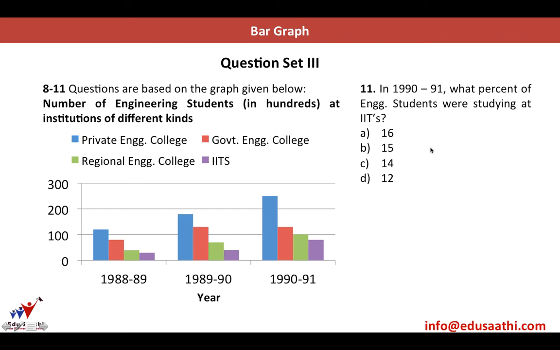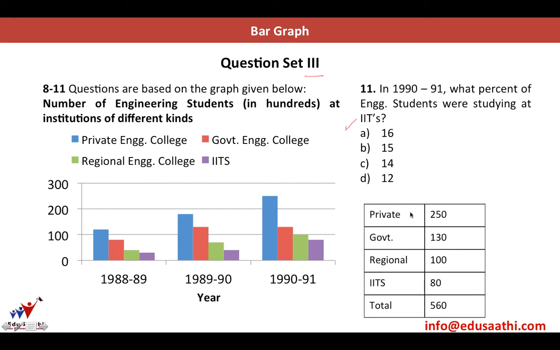So let's do this last question for set 3. In 1990-91, what percentage of engineering students were studying at IITs? So again, I draw this table. Now the total number of students were 560, obviously into 100, and the number of students studying in IITs was 80 into 100. So I want to calculate the percentage.